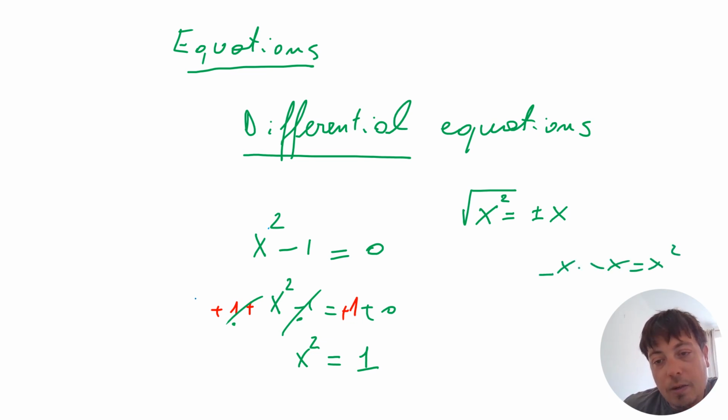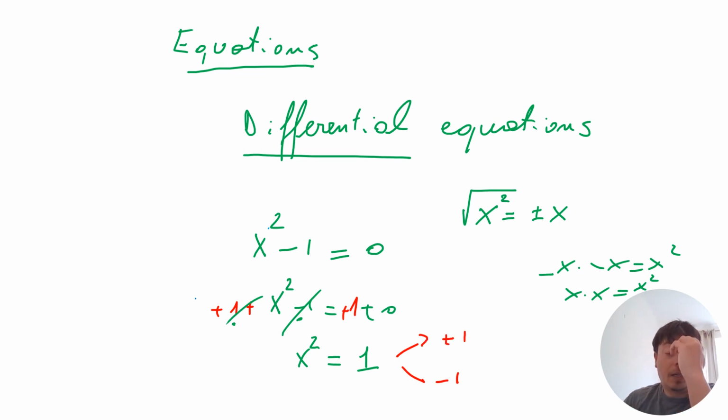Because minus x times minus x is equal to x squared, or x times x is equal to x squared as well. So both of them are solutions. So in this case the solutions are plus 1 and minus 1. Remember that I took the square root here, and then I took the square root here as well, so the square root of whatever this is.